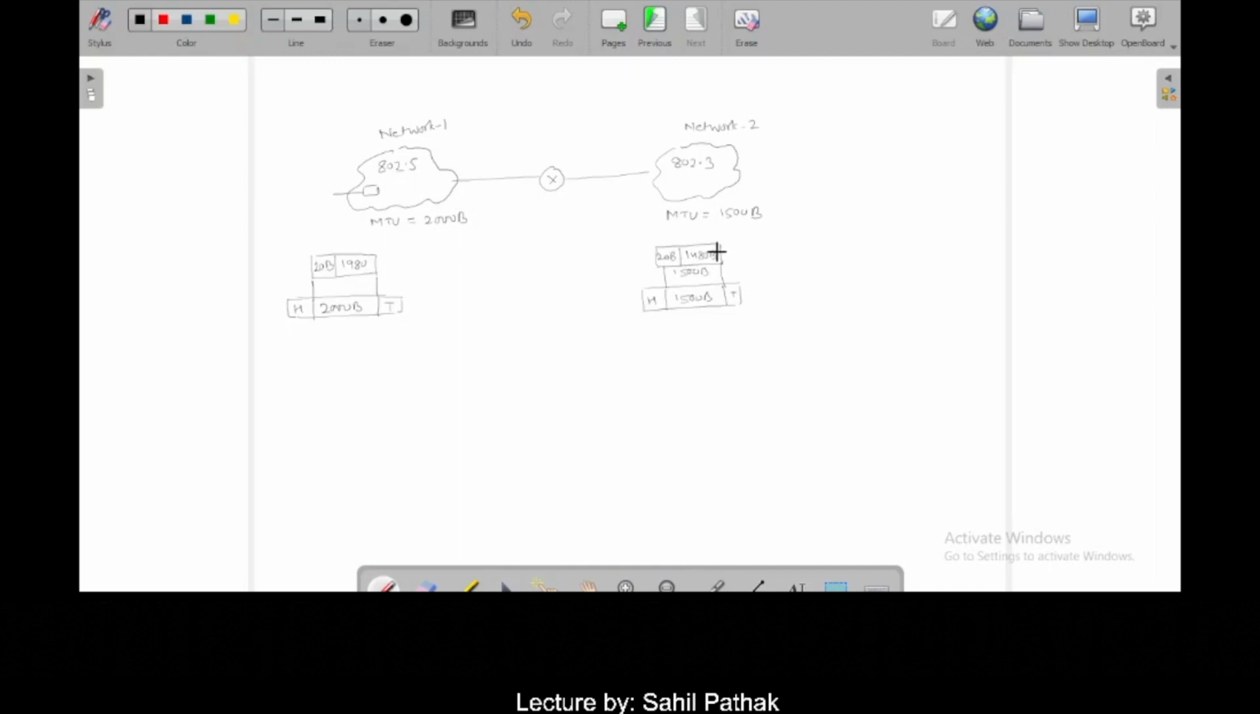That means when a packet of size 1980, or you can say in total 2000 bytes of data, comes to this interface of the router, let's say this is interface 1, this is interface 2. Every interface has a 3 layer structure.